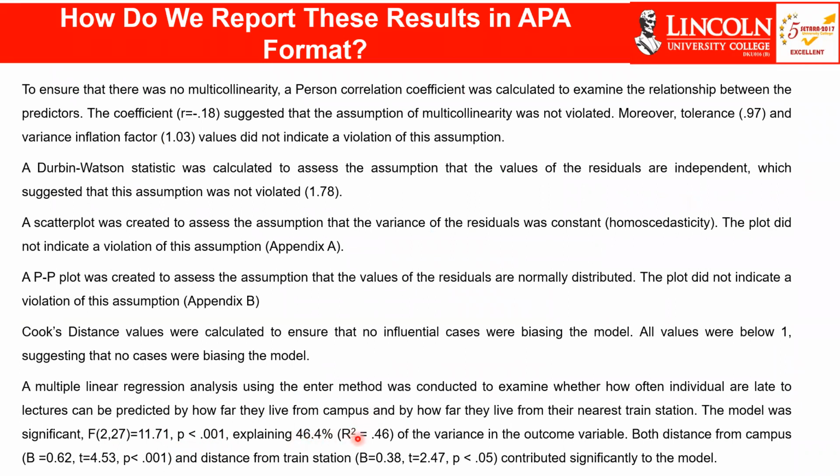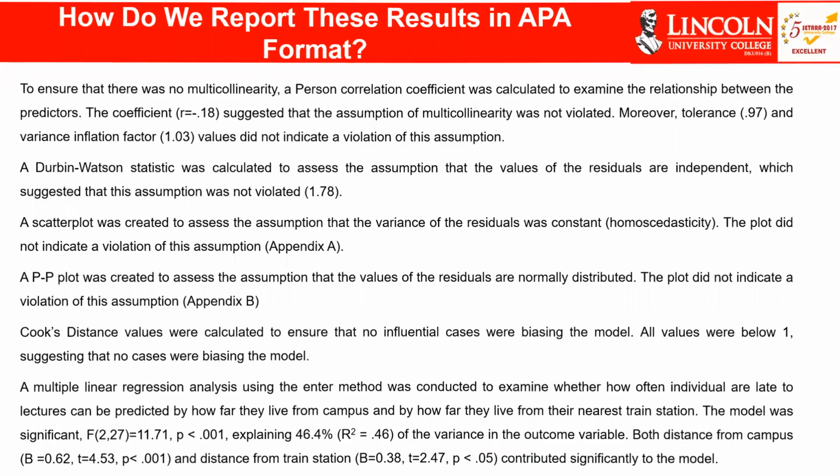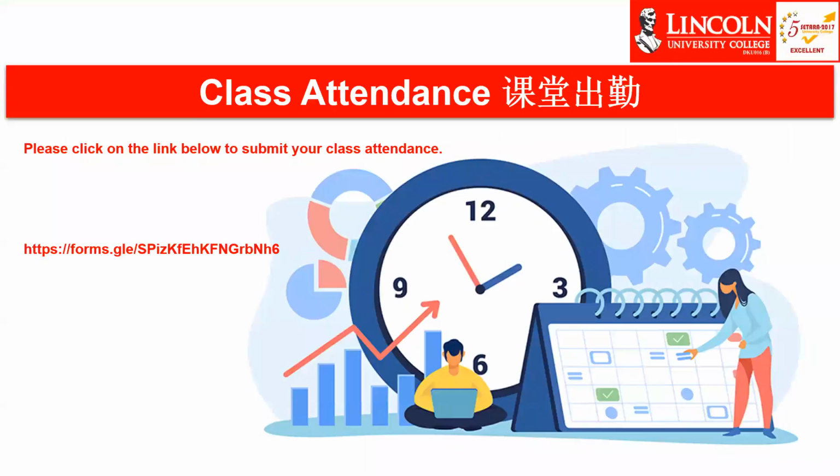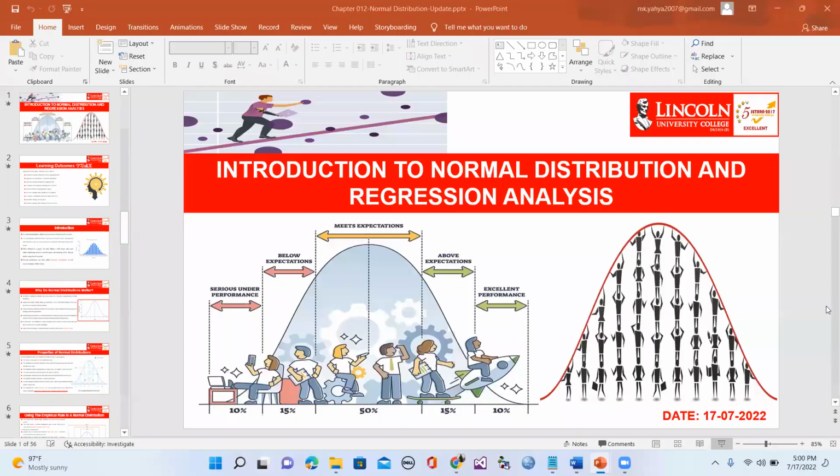46.4% of the variance in the outcome variable, where you have your value of R squared from earlier. Both distance from campus, then you have your B equal to 0.62 and T equal to 4.53, P less than this. And distance from train station, you have this as well, this value also contributed significantly to this model. So this is how you report this particular regression analysis in APA format. Okay, so that is that on this. If you have any question, please let me have it.